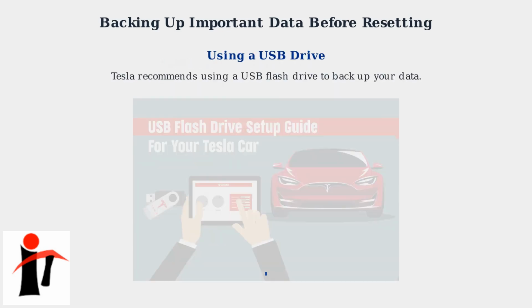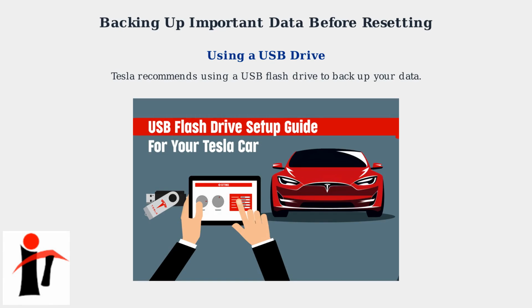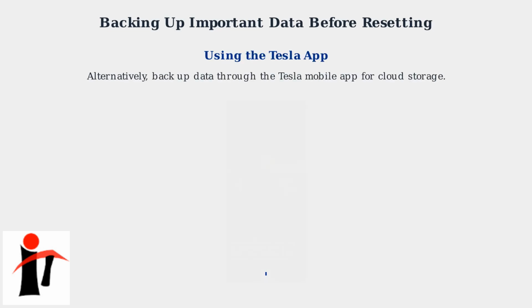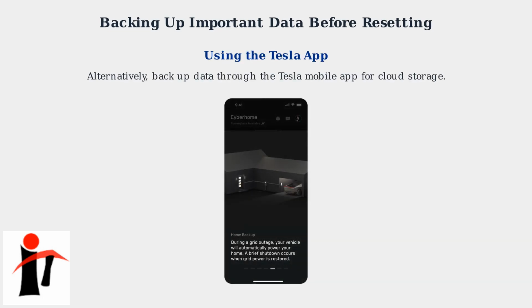Tesla recommends using a USB flash drive for backing up your data. This method allows you to export driver profiles, navigation data, and media files directly to the drive. You can also back up your data using the Tesla mobile app, which syncs information to the cloud and allows easy restoration after the reset.